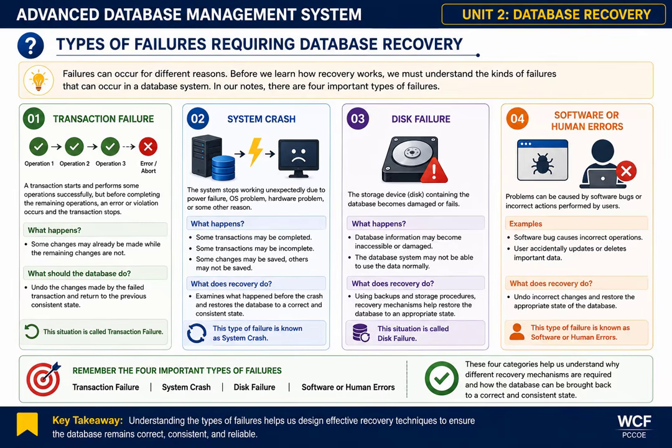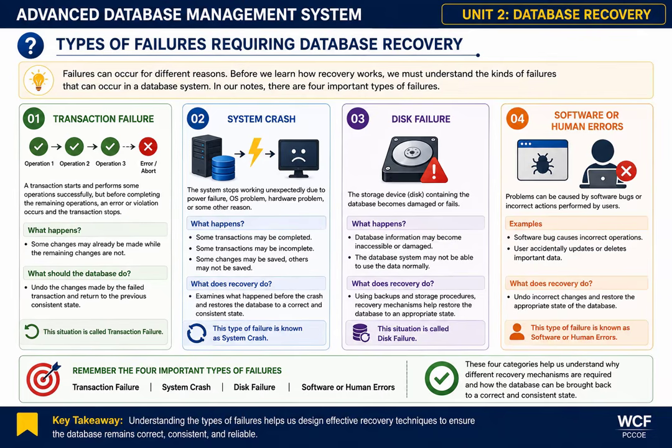Now, let us move to another very important question. Suppose a failure occurs. How does the database system know what happened before the failure? How does it know which operations were performed? How does it know which transaction was completed? And most importantly, how does it decide which changes need to be undone and which changes need to be applied again?